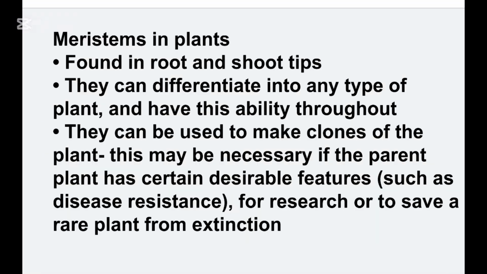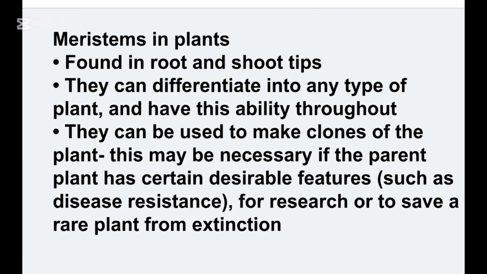Now, let's go to the next one, the meristems. The meristems are specialized cells in plants only, but absent in animals. They are found in the root and the shoot tips. They can differentiate into any type of plant cell and have this ability throughout the plant's life. And they can be used to make clones of plants.